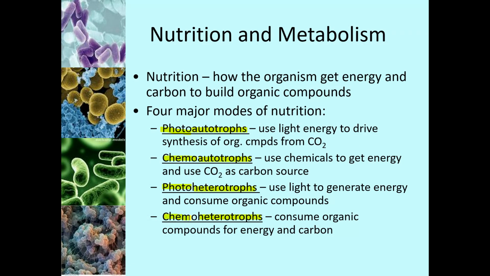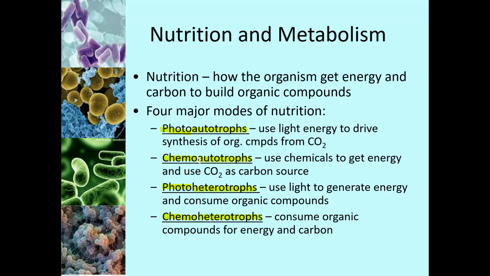Now we take a look at the prefixes, and here once again we see photo and chemo. Photo is light, chemo is chemicals. If you have an autotroph that's a photoautotroph, we know that it's making its own food. How? It's getting energy from light. So this is essentially going to be your photosynthetic organisms. This is going to be your plants. This would be those cyanobacteria that we mentioned earlier. Chemoautotrophs are organisms that can make their own food, but they're using energy from chemicals in order to produce sugars.